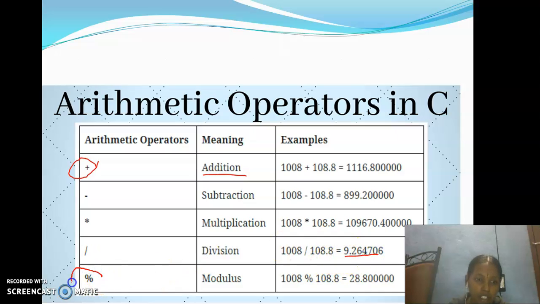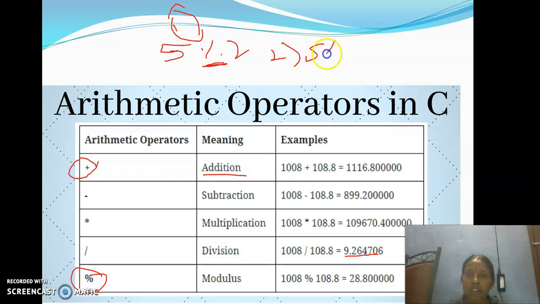Now what about this modulus? Modulus is nothing but it gives the remainder as the output. For example, consider I am writing 5 modulus 2. Now 2 2s are 4. The remainder will be 1, so this 1 will be returned by the modulus. Subtract that, and now what you get? You get 1. So this 1 is returned by the modulus operator.